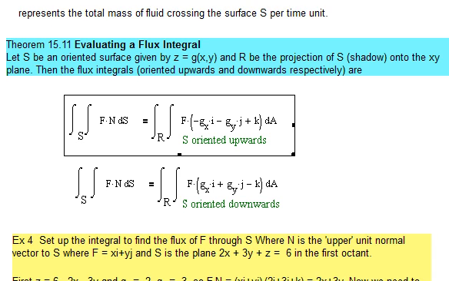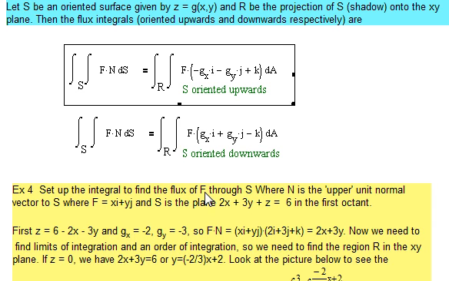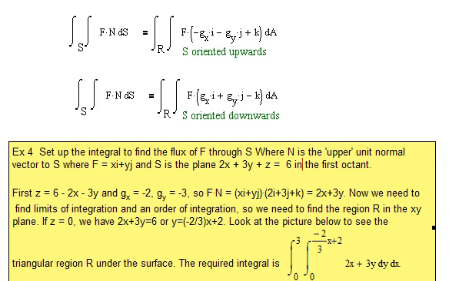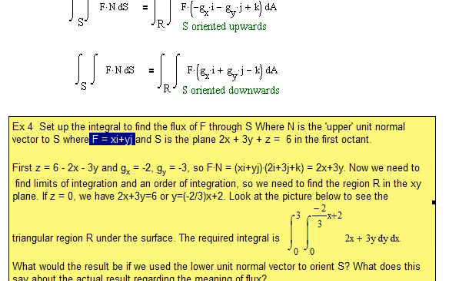But let's set up one. Let's set up the integral to find the flux of F through the surface S, where n is the upper unit normal vector to S, where F equals xi plus yj, and S is the plane 2x plus 3y plus z equals 6 in the first octant. So there's our surface, a plane in the first octant, and here's our force field F, and we'd like to know what's the flow across S in our first octant.